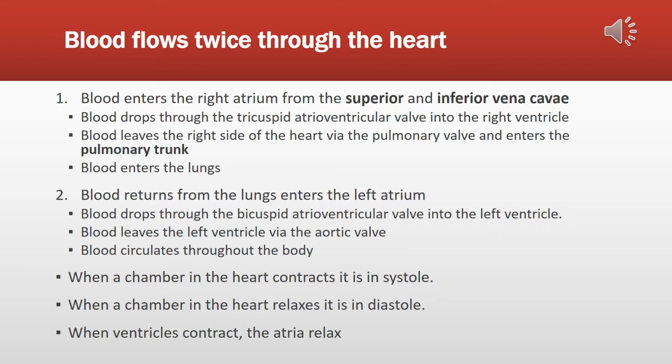When a chamber of the heart contracts, this is called systole, and when a chamber of the heart relaxes, it is called diastole. Also remember that when the ventricles contract, the atria relax because they've already contracted and pushed the blood into the ventricles, so there's really no need for them to be contracted as the ventricles contract and push the blood wherever it needs to go.